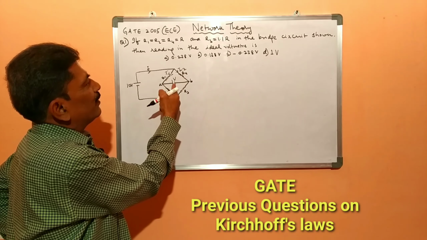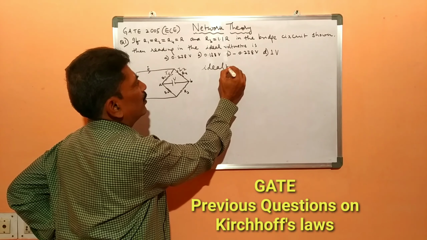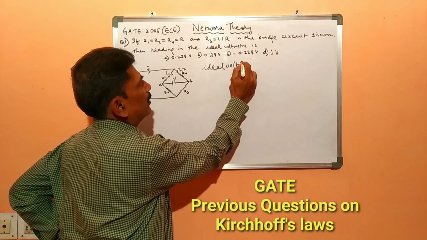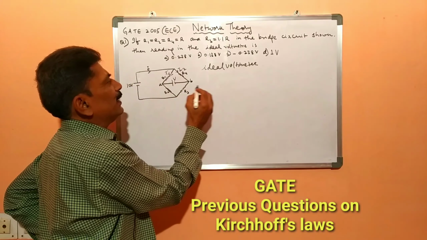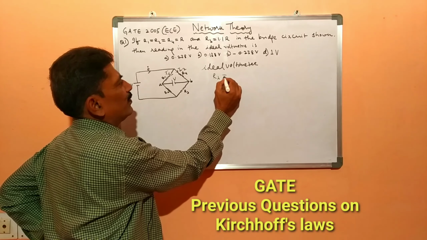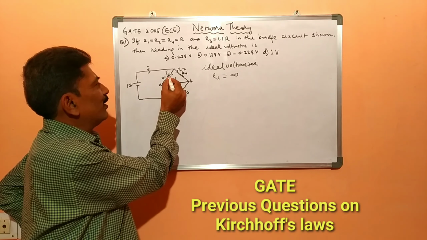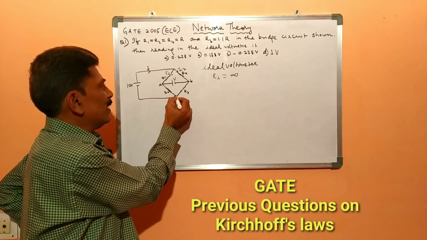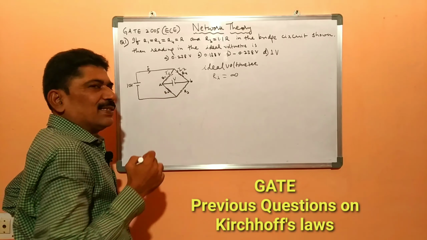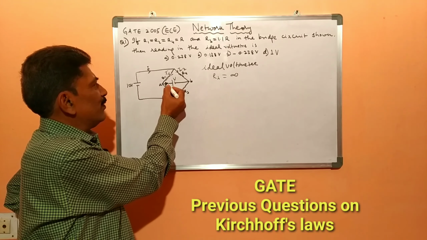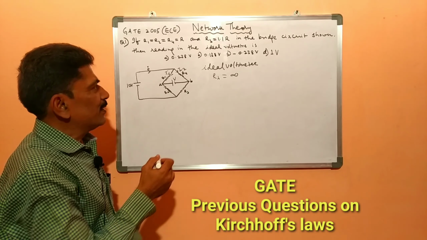But since the given voltmeter is an ideal voltmeter, the internal resistance of this voltmeter is infinite. Since the resistance is infinite, I1 will flow through this branch only. It doesn't flow through branch AB, because its internal resistance is infinite. So I1 will be flowing through R2 also. Therefore, R1 and R2 are in series.